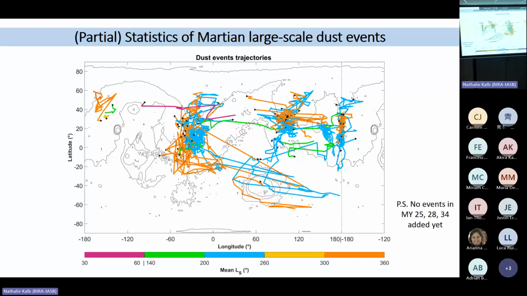Does it answer at least partly your question? Luca, this is Frank online. These tracks, are they from observations or models? No, these are from observations.